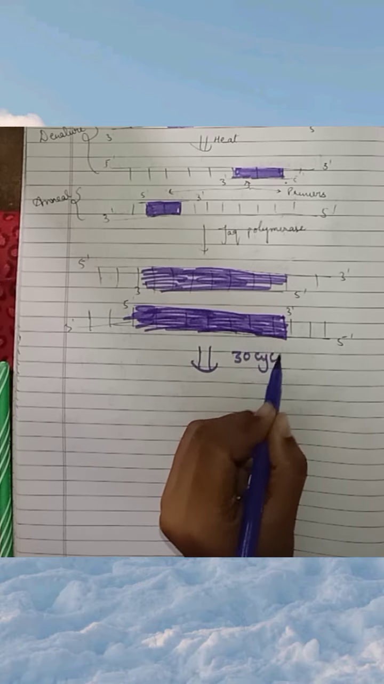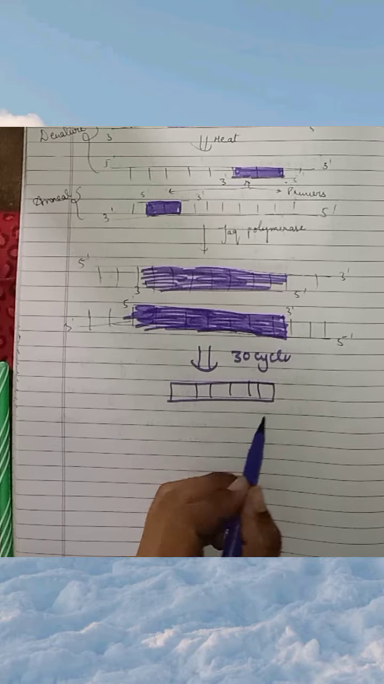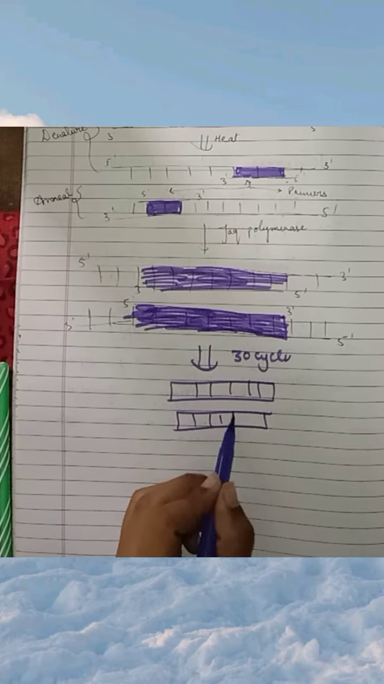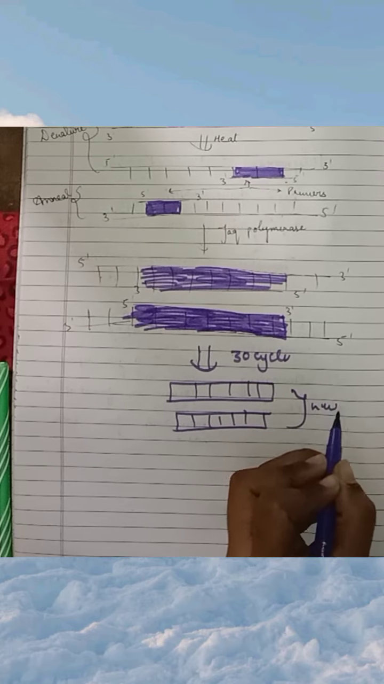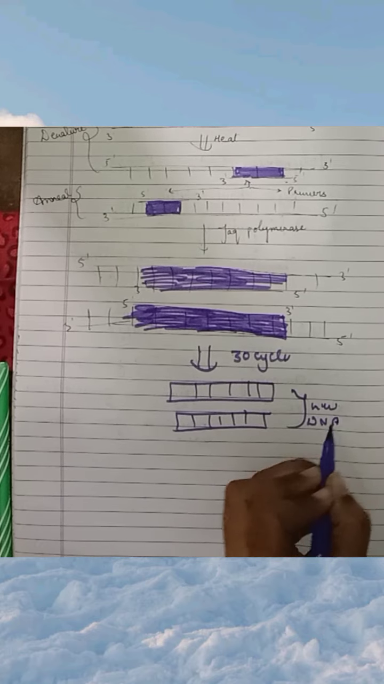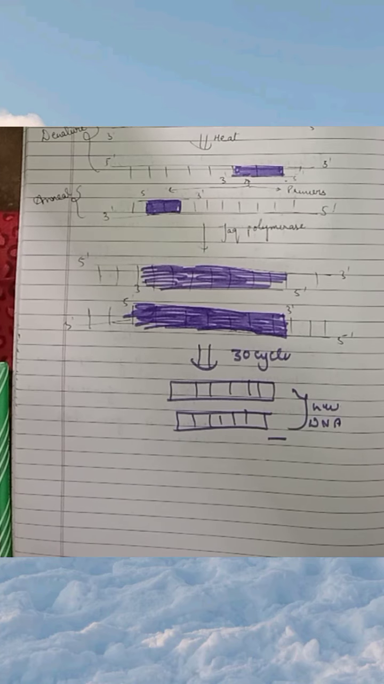Here 30 cycles have been done and a number of copies have been made. The whole purple part is the amplified DNA copy. This was all about PCR.